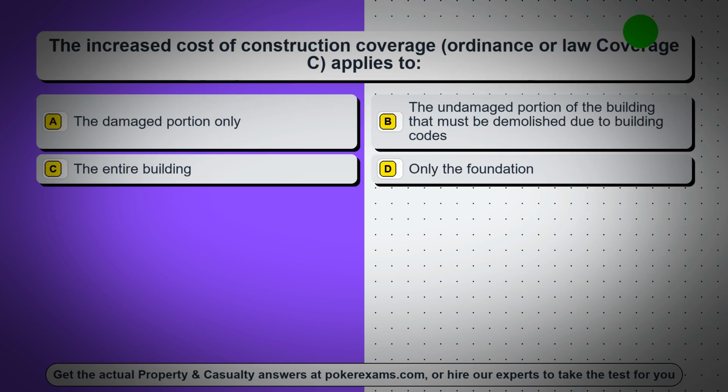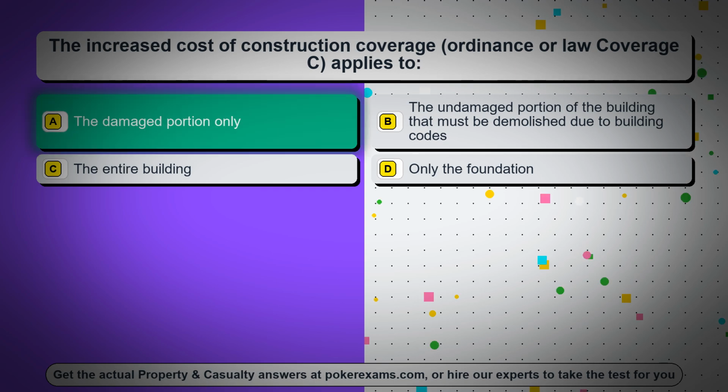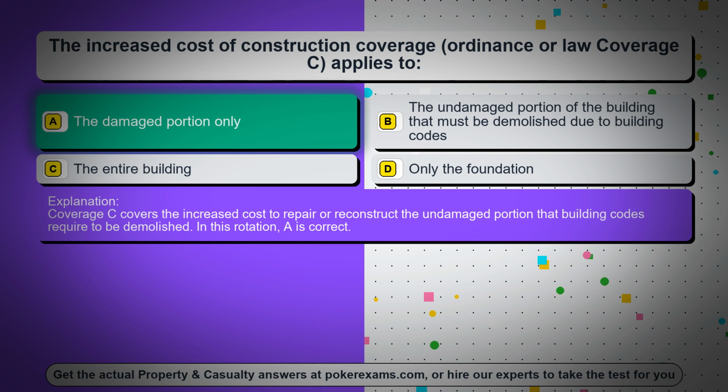Question 8. The increased cost of construction coverage, Ordinance or Law Coverage C, applies to: Option A, the damaged portion only. Option B, the undamaged portion of the building that must be demolished due to building codes. Option C, the entire building. Option D, only the foundation. The correct answer is option A, the damaged portion only. Coverage C covers the increased cost to repair or reconstruct the undamaged portion that building codes require to be demolished. In this rotation, A is correct.